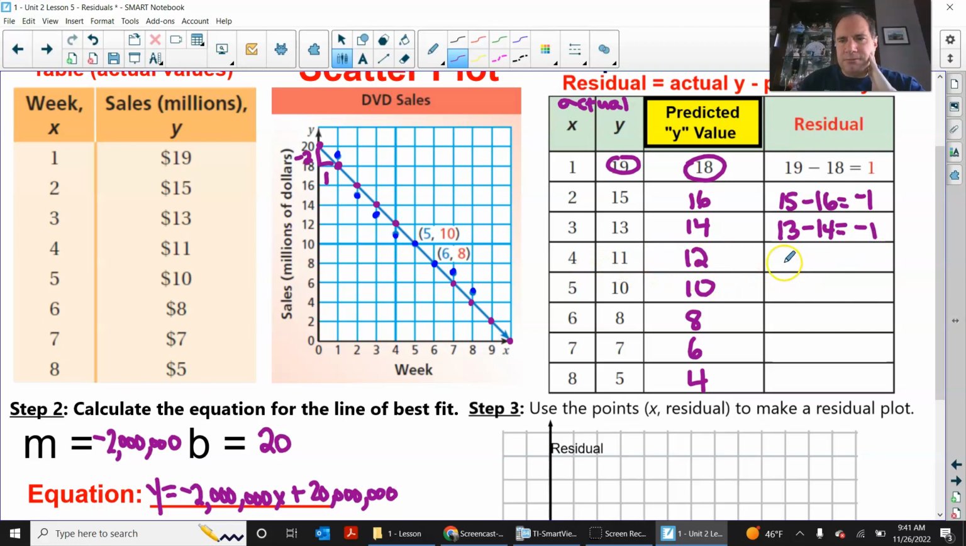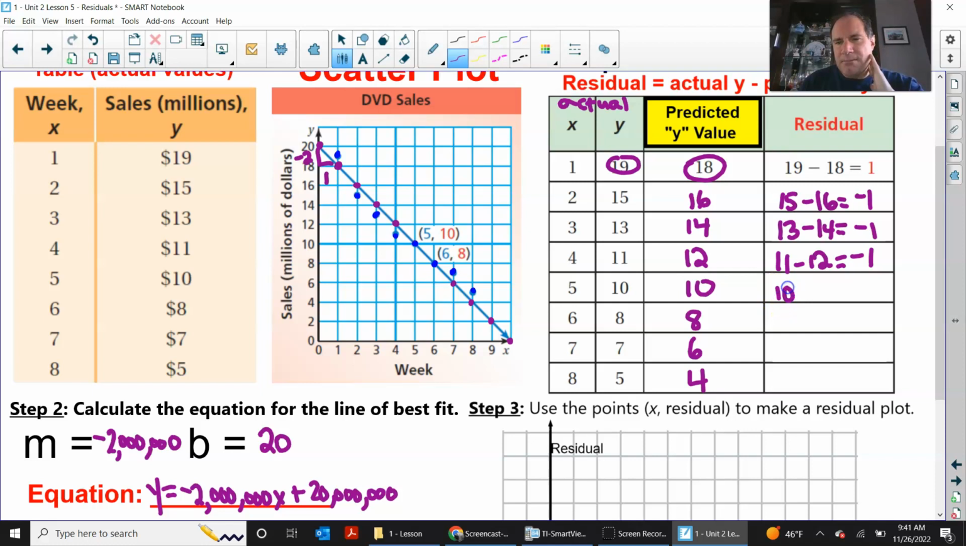The actual, 11 minus 12 equals -1. And you just take a look. See how these are all below? The blue points are all below. The actuals are all below the predicted. That means you're getting negative. So now you're getting a negative residual.